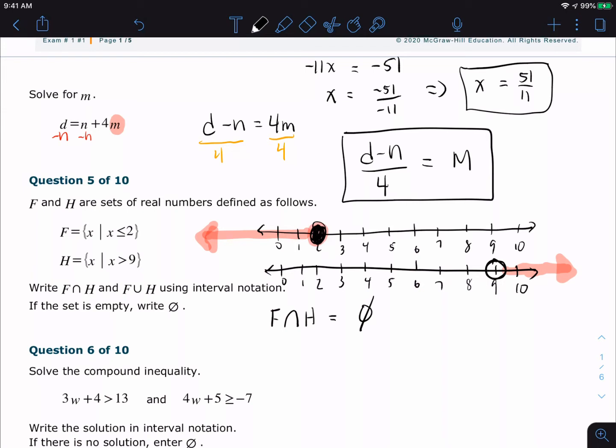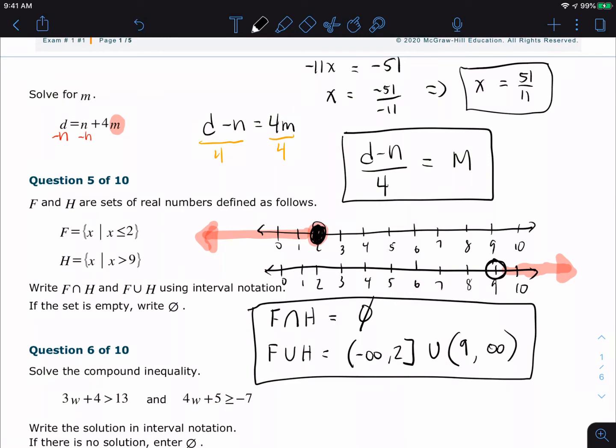Okay. And then this one is union, meaning it's shaded by one or it's shaded by the other. And in this one, when we write it in set builder notation, it's shading from negative infinity, right? Because it's going all the way to negative infinity, to 2, but 2 is included, so we put a bracket, right? Union, 9, not included, so we put a parentheses, all the way to positive infinity. And this is the solution to number 5.